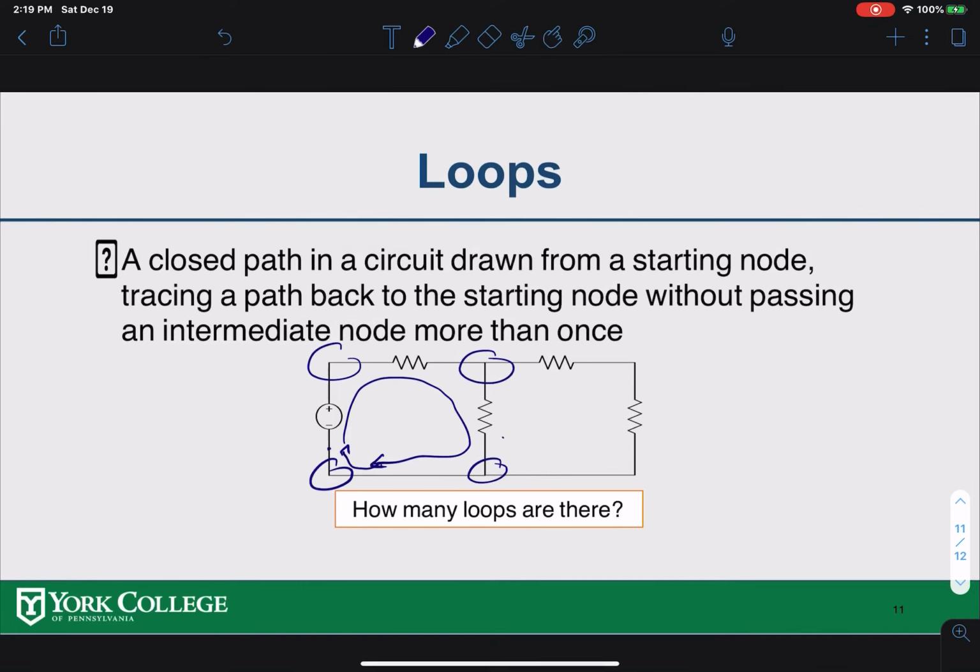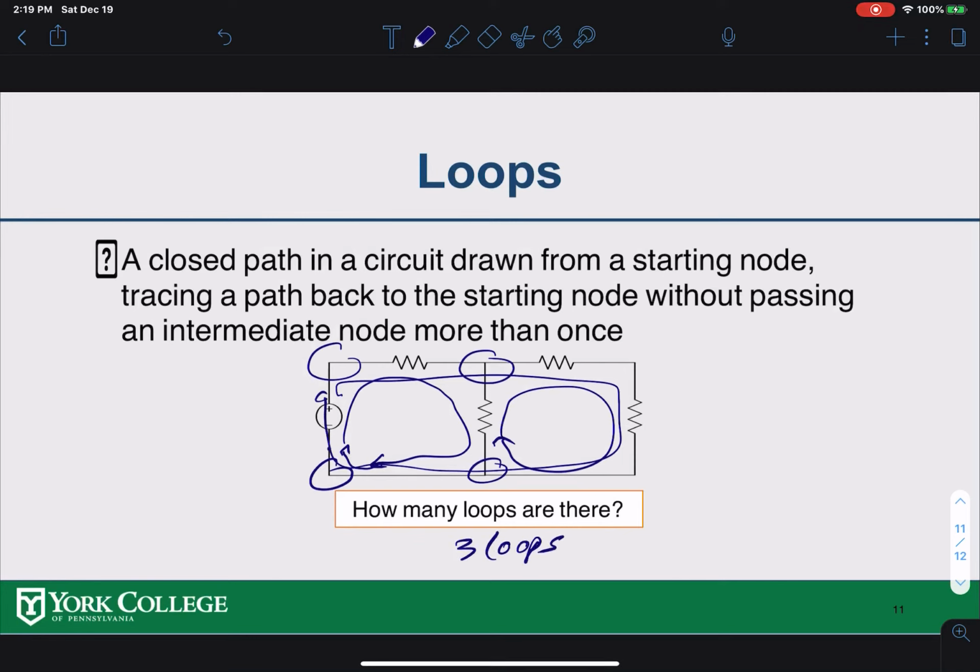I can do the same thing over here, come back to the same point, and I did not pass any node twice. I can also do one more here, go back and come back here. So there are three of them, right? I can potentially make three loops in this circuit without passing a node more than once.